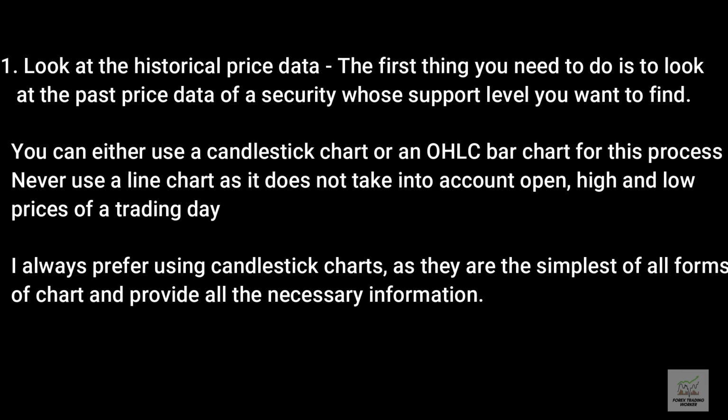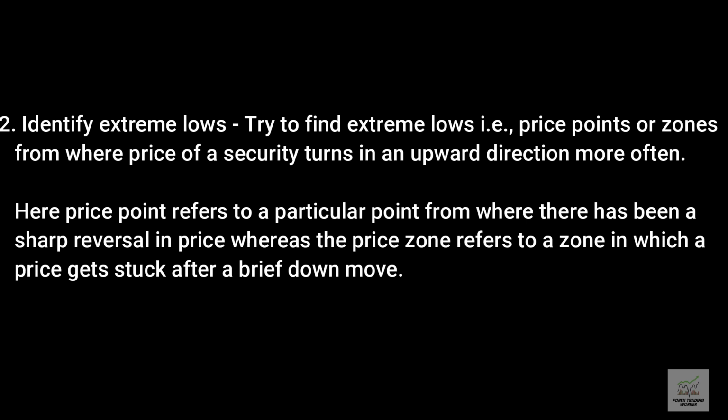To identify extreme lows, try to find extreme lows, i.e., price points or zones, from where the price of a security turns in an upward direction more often. Here, price point refers to a particular point from where there has been a sharp reversal in price, whereas the price zone refers to a zone in which a price gets stuck after a brief down move.